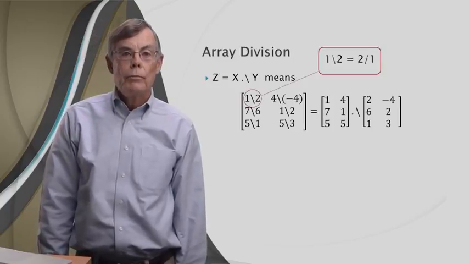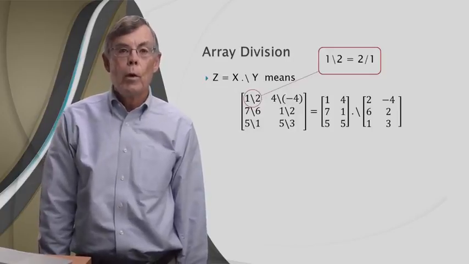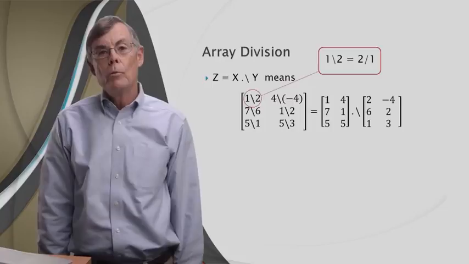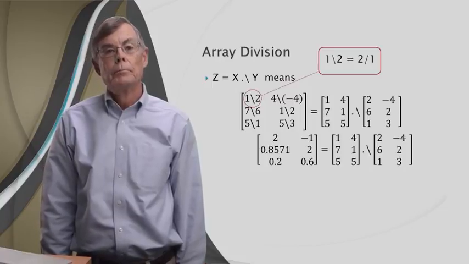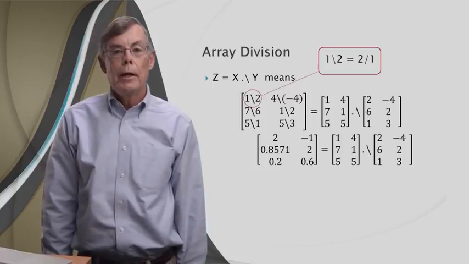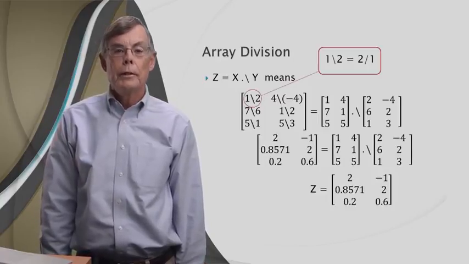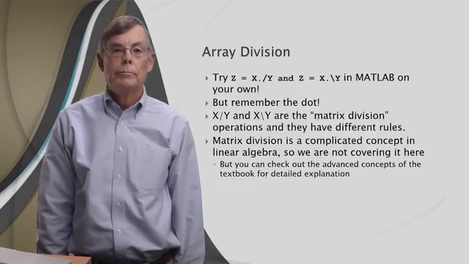Here's 1 over 2. Here's 1 under 2, and we're showing you that it's the same as 2 over 1. And here are the numbers carried out to 4 decimal places, and here's what you see when it's assigned to z.